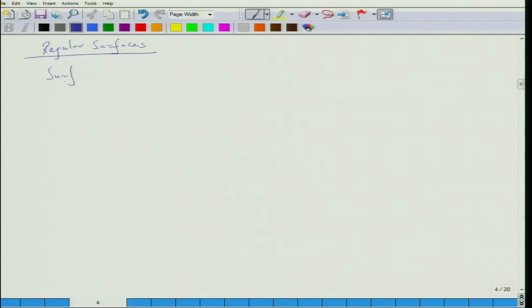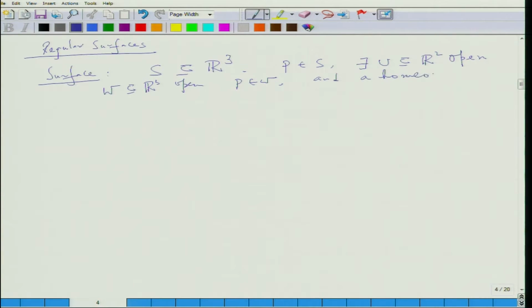So, first of all, we have defined what is a surface. Surface is a subset of R3, and for any point P in S, we are recalling, there exists U in R2 open, look at your last lecture notes, and W in R3 open, containing P, P is in W, and a homeomorphism sigma from U to S intersection W.